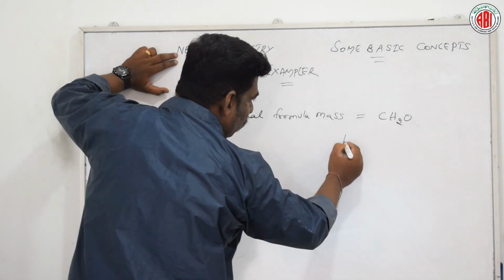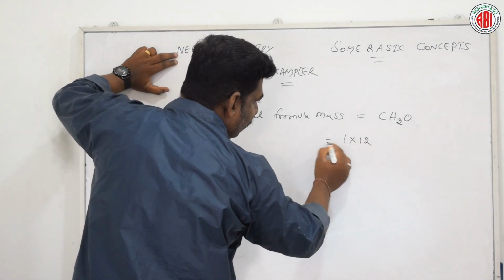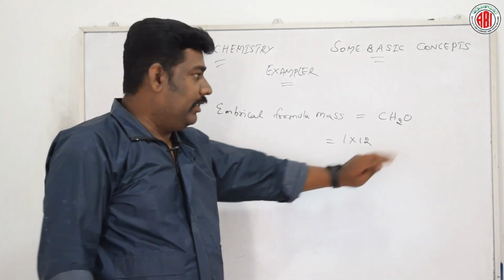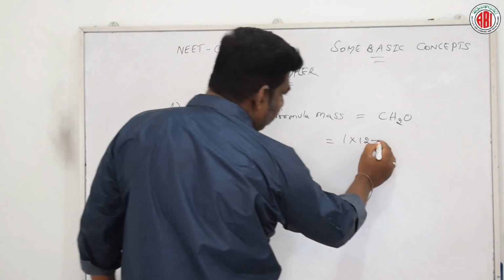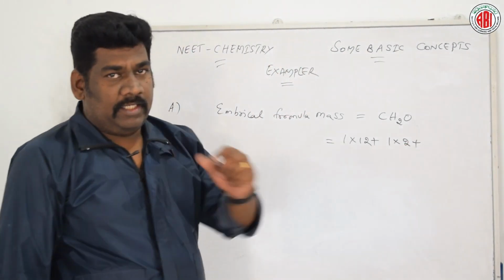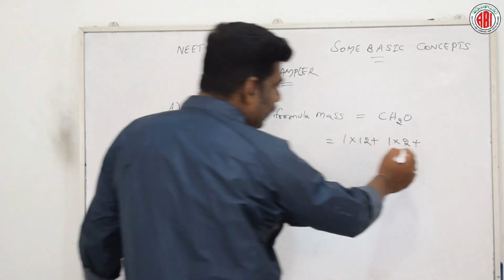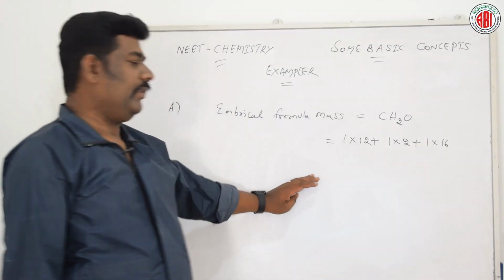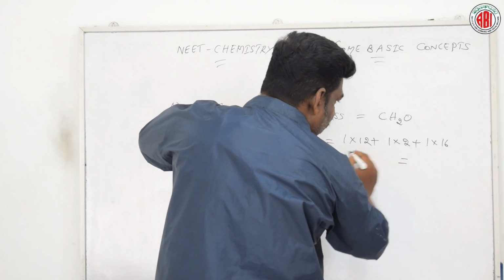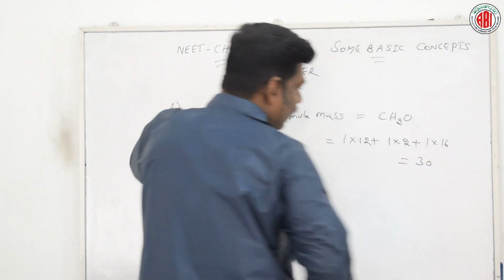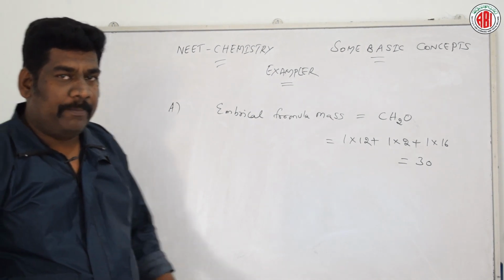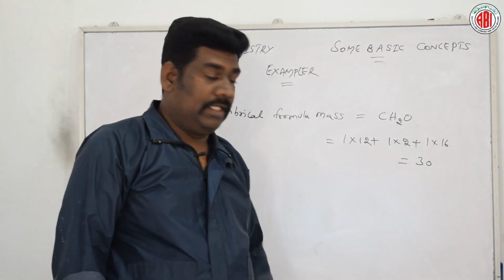So carbon, that is 1 into 12, then hydrogen, 2 atoms are there, so plus 1 into 2, plus oxygen, only 1 atom is there, so 1 into 16. Simplifying this, we will get the sum around 30. So 30 is what? The empirical formula mass.